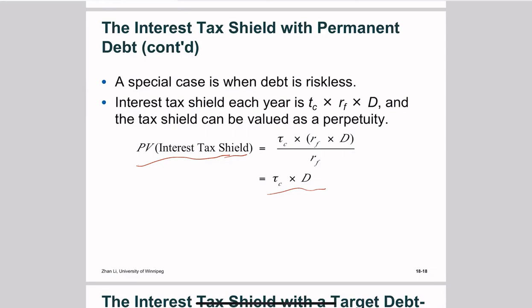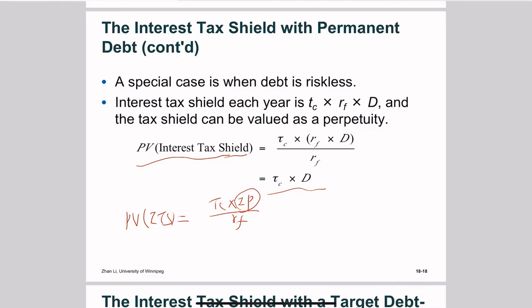And you can see why this is the case when the debt is riskless, because the interest tax shield equals tau C times interest payment divided by RF, right? Because this is like a perpetuity. Remember that this firm is holding this debt forever. So it has to pay this interest payment every year, right? So this is like a perpetuity. When you're valuing a perpetuity, its present value is just every year's cash flow divided by the discount rate, right?